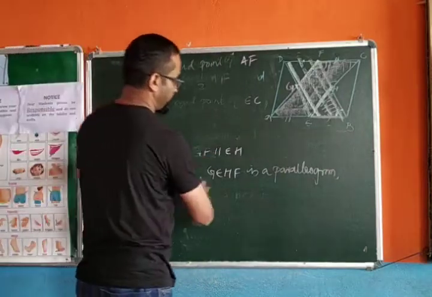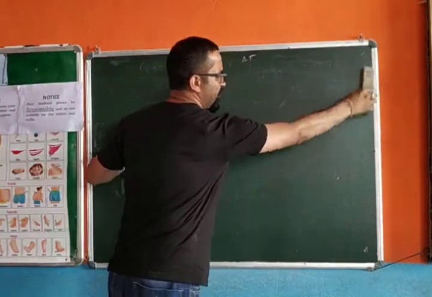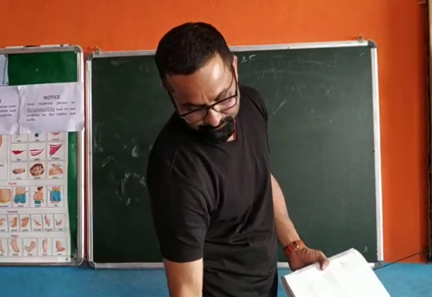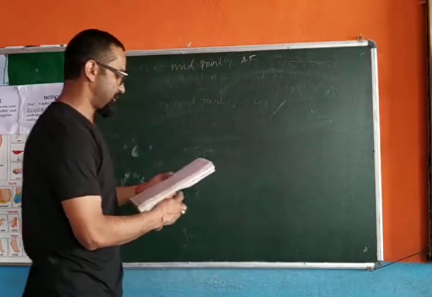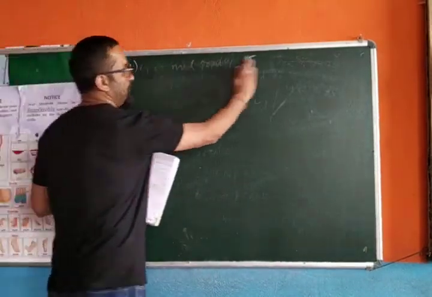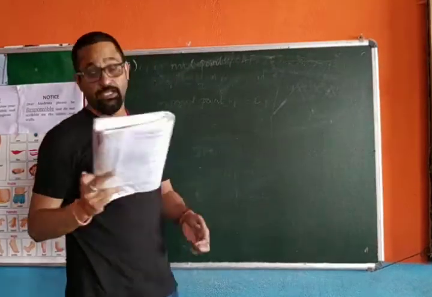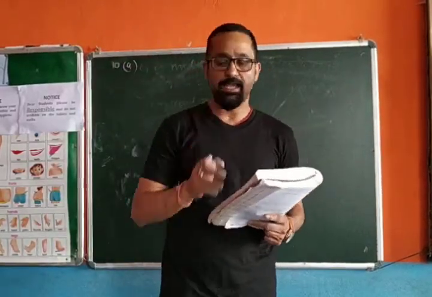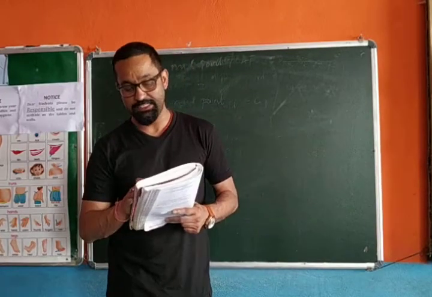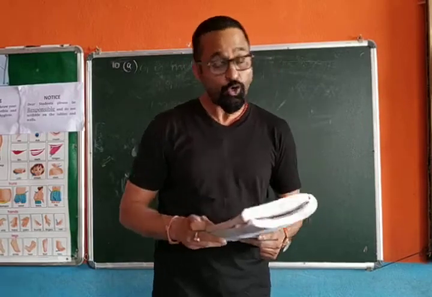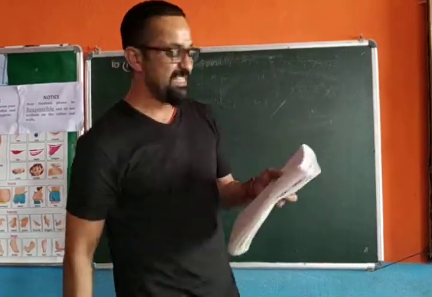Question number 10. Part 1, first part, 10A. The question says that in the quadrilateral, AB is parallel to DC. E and F are midpoints of AD and BD respectively. Prove that G is also a midpoint of BC.